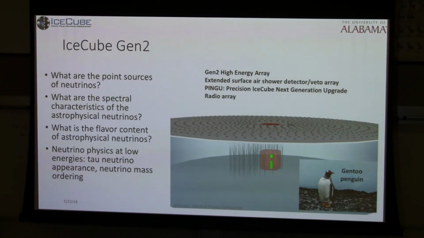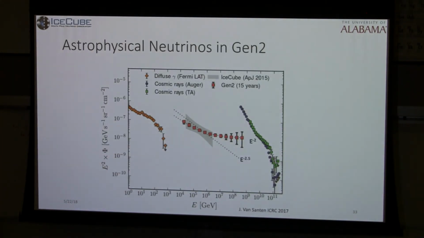And so the questions we want to answer are, even in the best case scenario for IceCube, we won't have as good of an idea of the point sources of neutrinos as we would with this expanded detector, especially with more track detections. We want to know more about the spectrum of the neutrinos: how hard or how soft is it, are there multiple spectral indices involved, is there an energy cutoff? We want to know more about the flavor content, about Glashow events, and then, as I mentioned, we want to do neutrino physics at low energies and do the neutrino mass ordering.